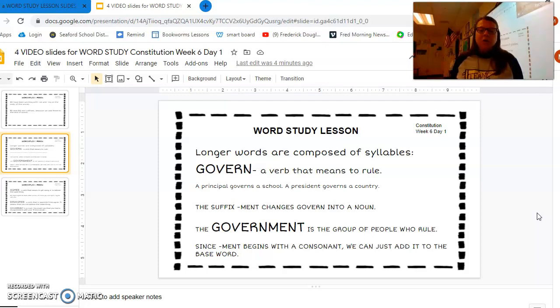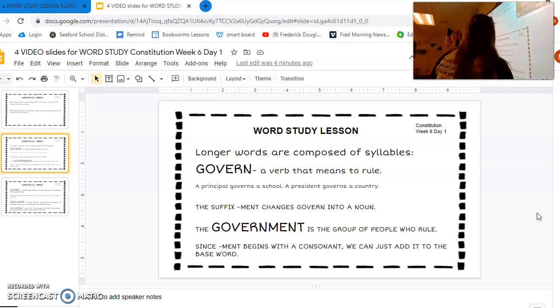The first word is govern. What word? Govern. A govern is a verb that means to rule. So you can say that a principal governs a school or a president governs a country. So govern. Let's see how many syllables do we have in the word govern.